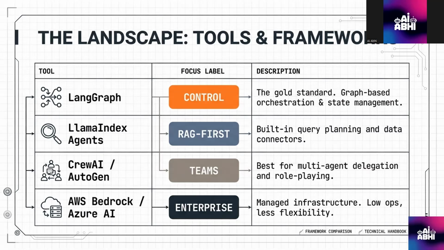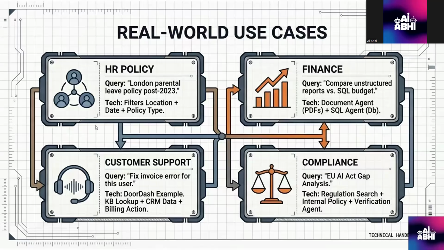So let's go to the next slide, that is our real world use cases. Let's pick up use case one, the enterprise knowledge assistant. An employee asks, what's our parental leave policy for London employees hired after 2023? This question needs three things: the right policy version, the right location, and the right date filter.